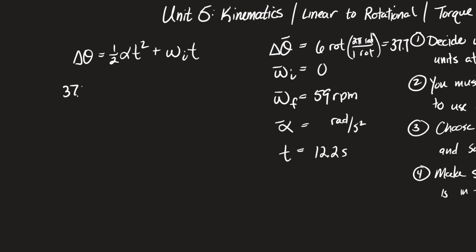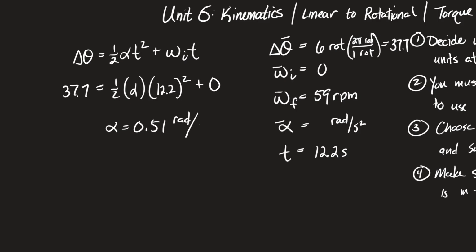37.7 equals 1/2 times alpha t squared, 12.2 squared plus 0. So I'm just multiplying by 2 and dividing by 12.2 squared. And that's where I get alpha equals 0.51, and that's already been converted to radians per second squared.